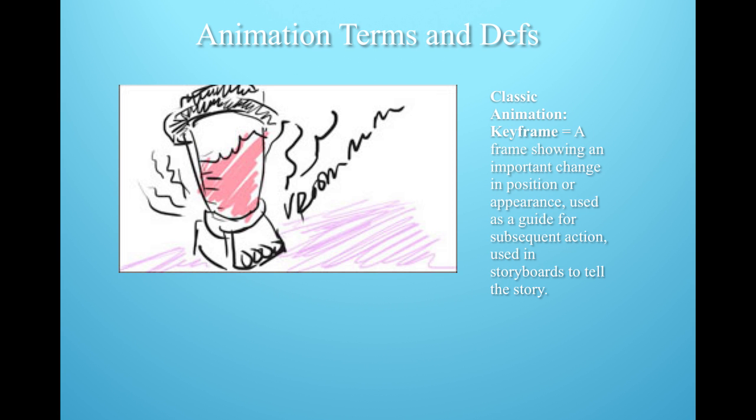Now, some animation terms and definitions. In classic animation, a keyframe is a frame showing an important change in position or appearance, used as a guide for subsequent action, used in storyboards to tell the story. And here's a classic keyframe from the animation of a blender saying Varoom.